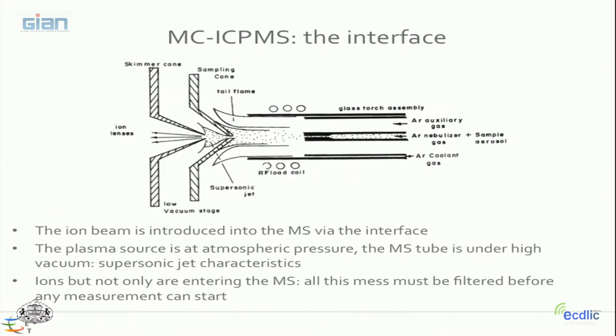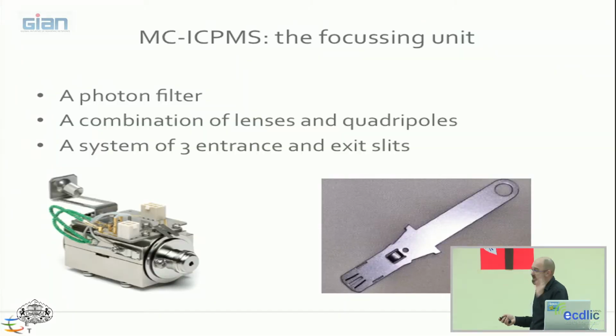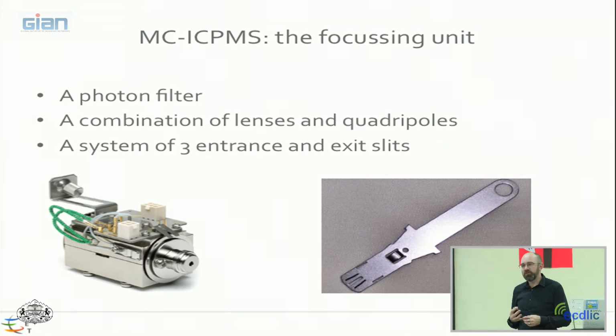Of course, all the ions are entering the mass spectrometer. It's a lot of signal. It's a lot of mass. And also you are introducing photons inside the mass spectrometer, and sometimes electrons too. All this can damage the machine. So you have a lot of lenses to filter this and to keep only the signal which is interesting to measure. So you have a photon filter to remove the light. You have a combination of lenses and quadrupoles to focus the signal and to get rid of everything which is not useful for your measurements, okay, to focus it.